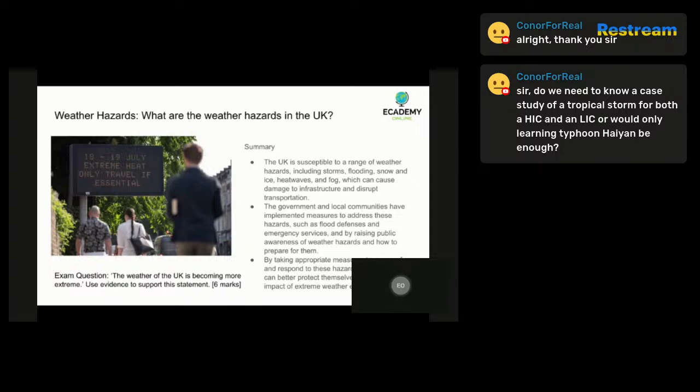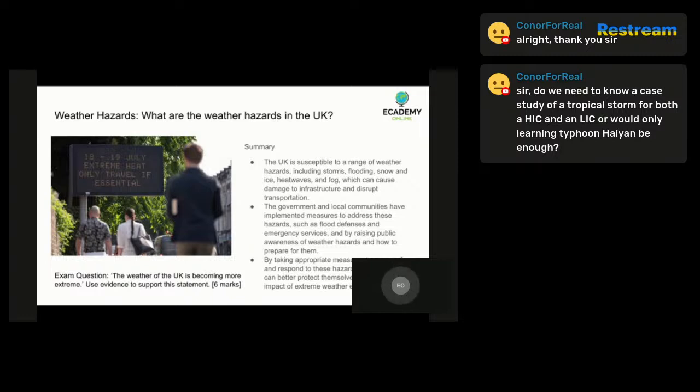Snow and ice. In the winter months, the UK can be affected by snow and ice, which can then make those roads and sidewalks very treacherous and disrupt transportation. And it can also cause damage to buildings and infrastructure. Heat waves. While the UK is not known for its hot climate, heat waves do occur. If you remember July last year, we had up to 42 or 43 degrees Celsius. And this can lead to significant health risks for vulnerable populations, particularly those who are very elderly.